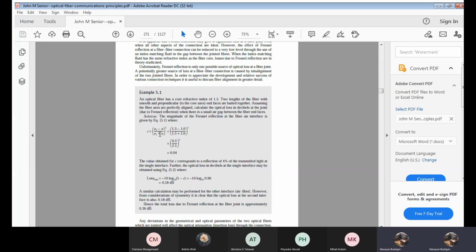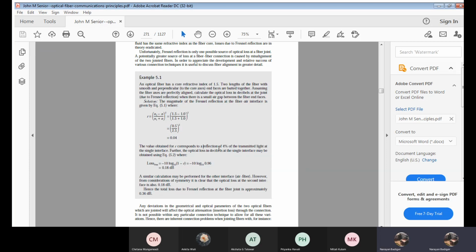N1 minus N by N1 plus N, whole square. So N1 is 1.5 and N will be 1, because this is the refractive index of air. So it will be 0.5 divided by 2.5, whole square. I'm going to get 0.04. It means 4% of the transmitted light is getting back. If I have 100% of light emitting, 4% of that light wave enters back into the transmitting fiber. This is what 0.04 means.